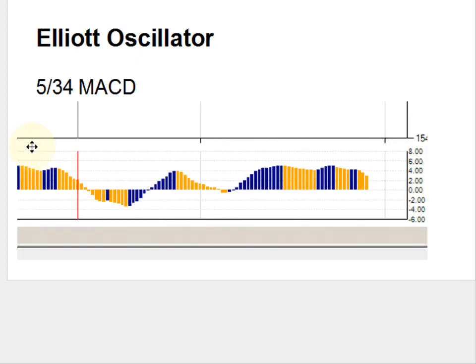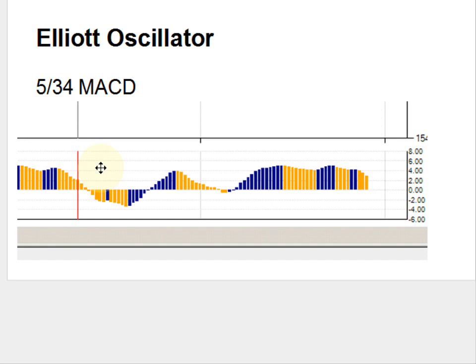The next concept we want to cover is the Elliott Oscillator. And the Elliott Oscillator is a 534 MACD, and we show it only in histogram form. Now, we've colored the histogram bars blue and orange because color experts and psychological studies suggest that this high contrast color combination is the most neutral.